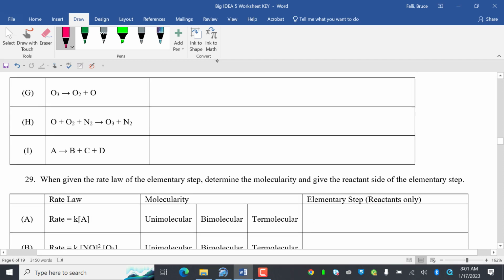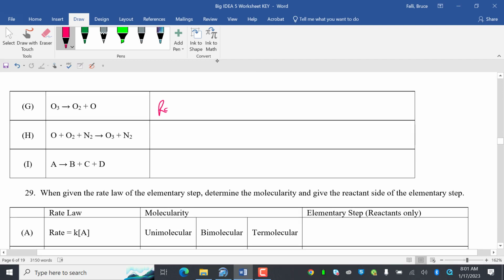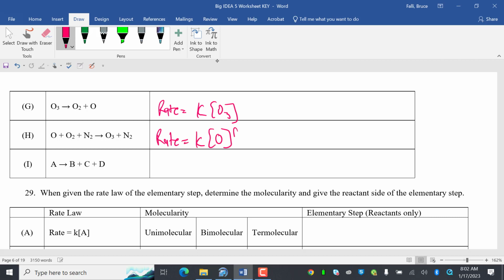Oh, I got a few more. Rate equals K, O3. O3 is ozone. I know I keep saying that, but it's a good word to know, kind of like you should know water's H2O. O and O2. Again, and N2. I almost missed that one. N2. Good. And then rate equals K, A. There you go.